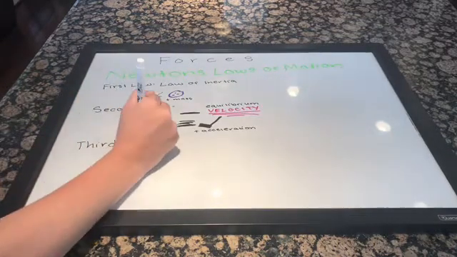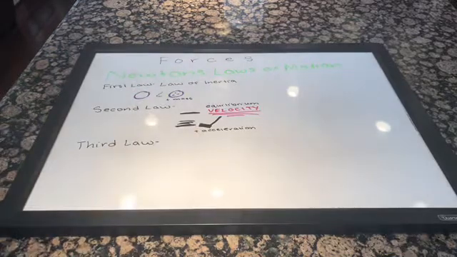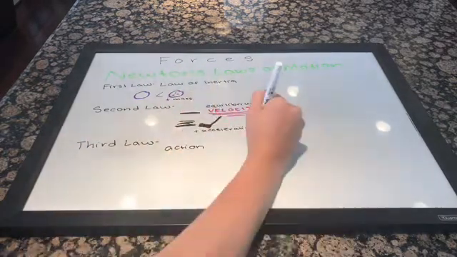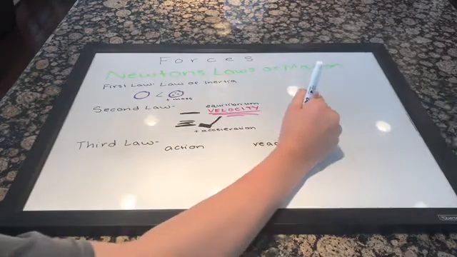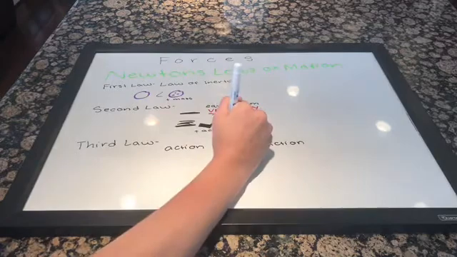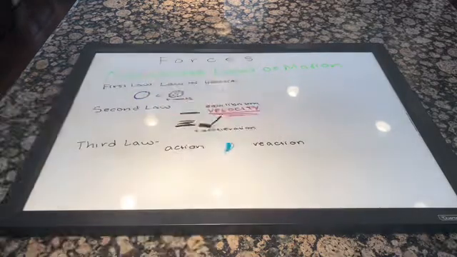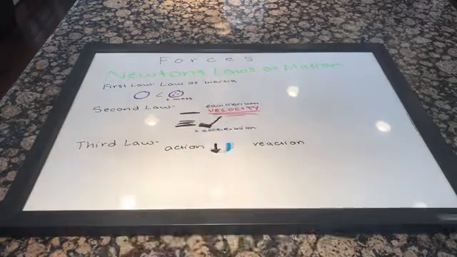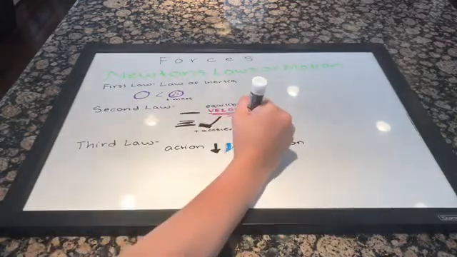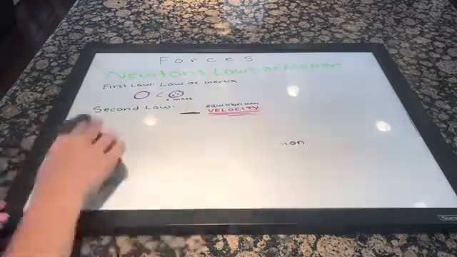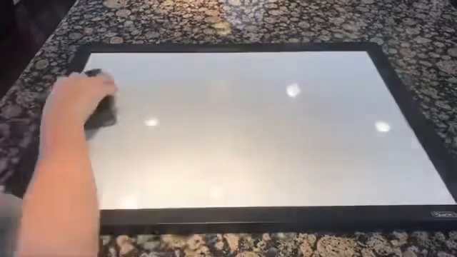Now for Newton's third law of motion. This just means that every action has an equal and opposite reaction. For example, if you have a balloon, the action is going to be the air rushing down. The reaction will be the balloon rising up. So those are Newton's laws of motion.